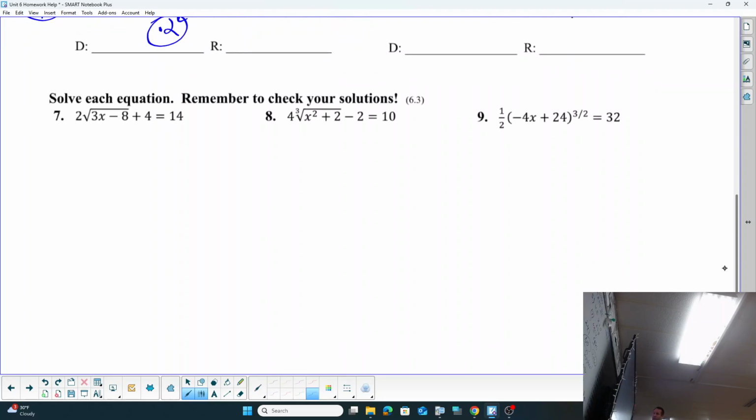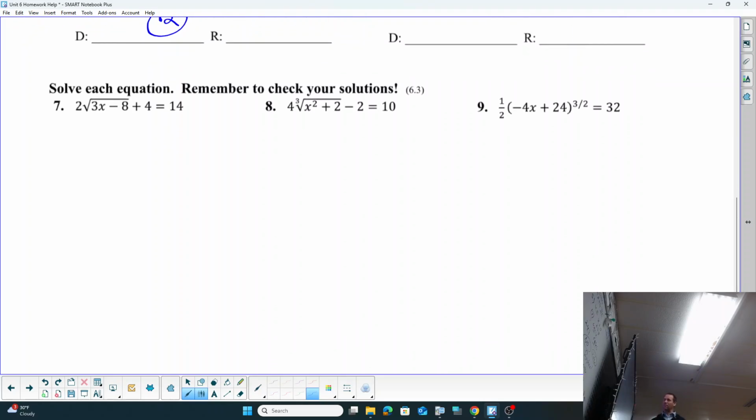Okay, solve each equation. Remember to check your solutions. Okay, so we want to get everything to the other side first. So solve for x, right? So this is a prison break, and x is your prisoner. We have to deal with this guard, and this is another guard.